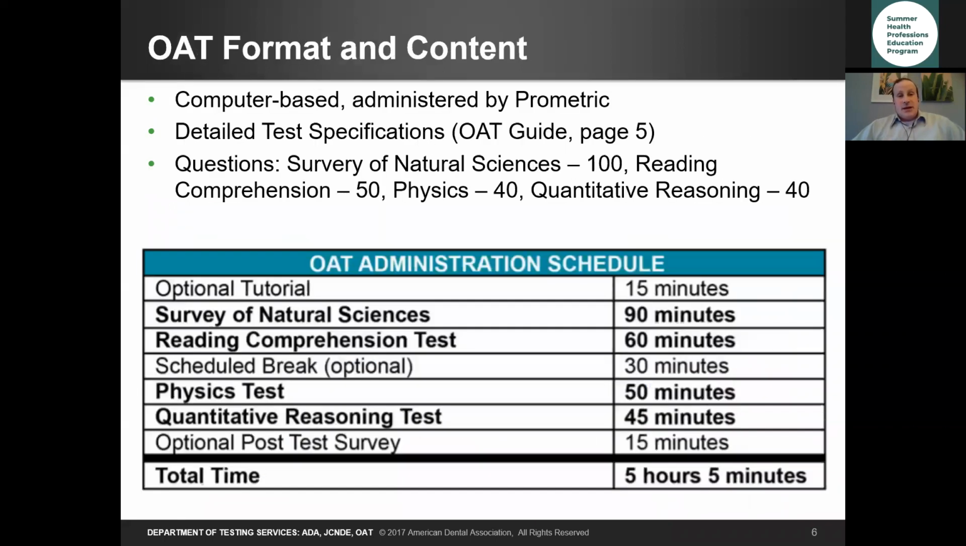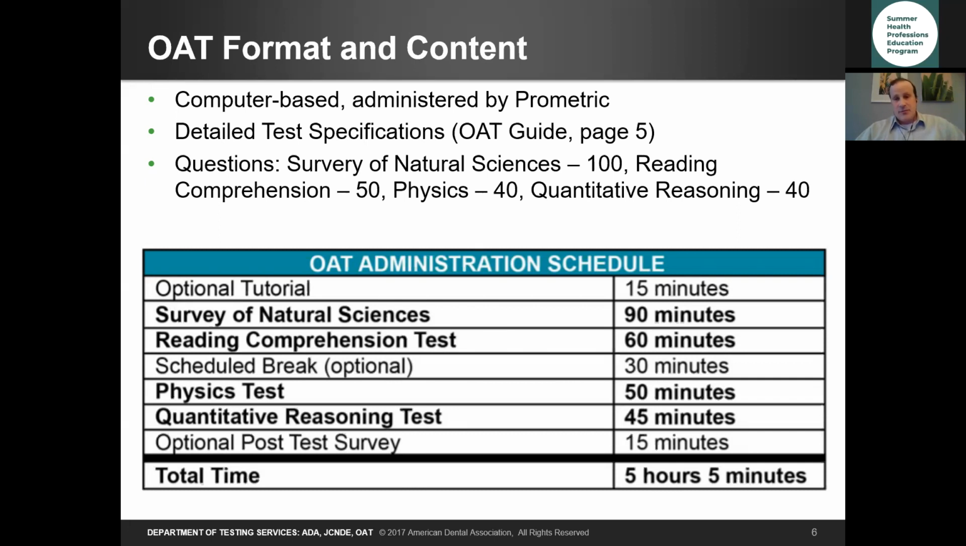So the test is taken on the computer. There are detailed test specifications in the OAT guide. It's on page 5 of the guide, which can be found at the website that I listed earlier. The breakdown of the questions is that there are 100 questions in the Survey of Natural Sciences, 40 in biology, 30 in chemistry, 30 in organic chemistry. There are 50 reading comprehension questions, 40 physics questions, and 40 questions in the quantitative reasoning section.